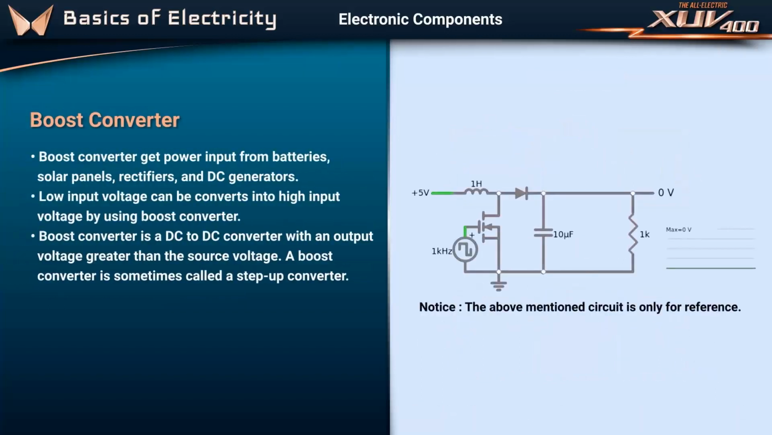Boost converter. A boost converter gets power input from batteries, solar panels, rectifiers and DC generators. Low input voltage can be converted into high output voltage by using a boost converter. A boost converter is a DC to DC converter with an output voltage greater than the source voltage. A boost converter is sometimes called a step-up converter.